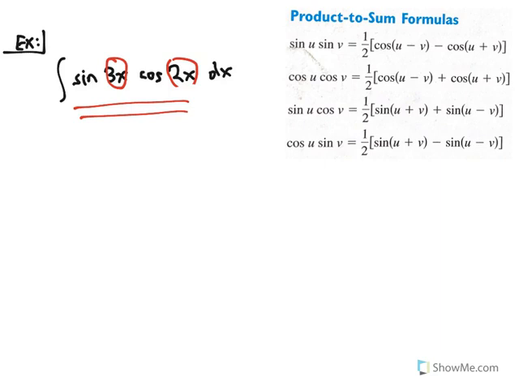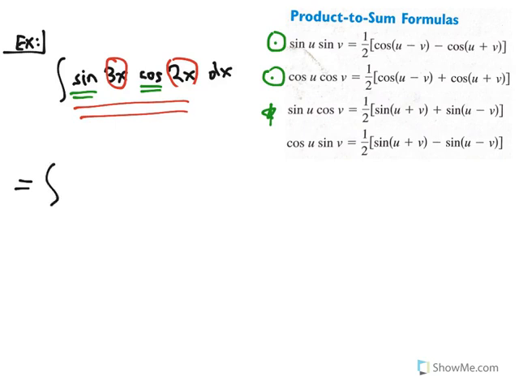Product to sum formulas are trig identities, and we have 4 variations here. In our integrand, we have the product of sine and cosine. So the first one is sine and sine. The second one is cosine and cosine. And the third one is sine and cosine. So all we have to do is rewrite our integrand using this product to sum formula.